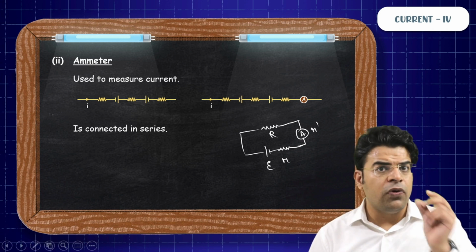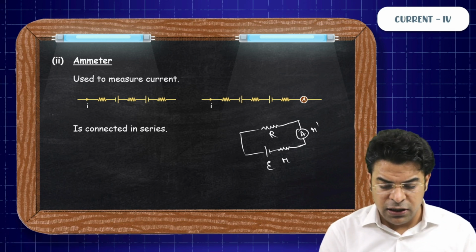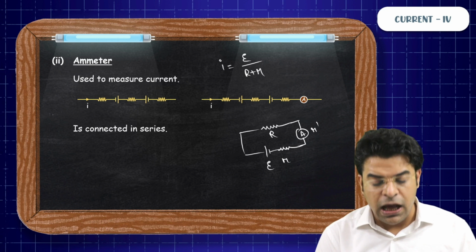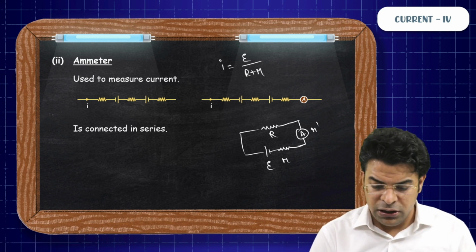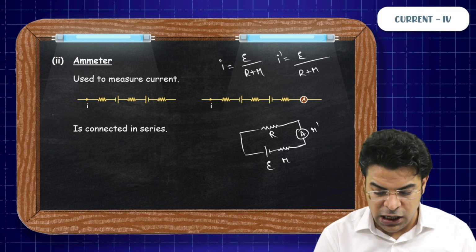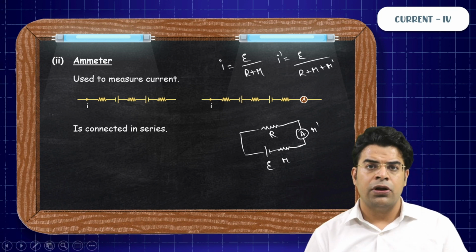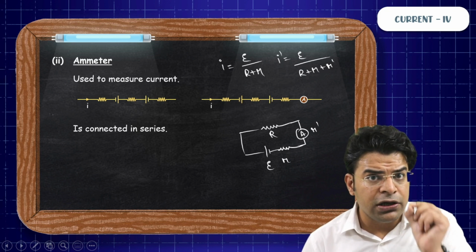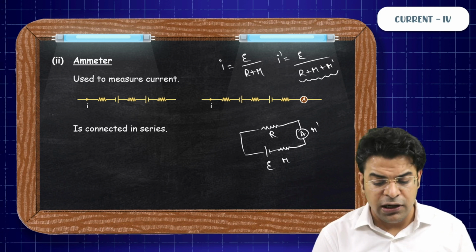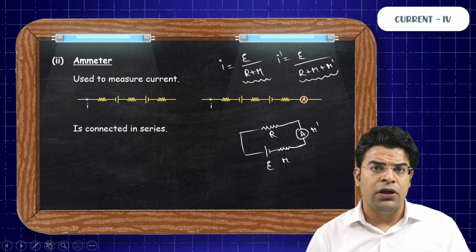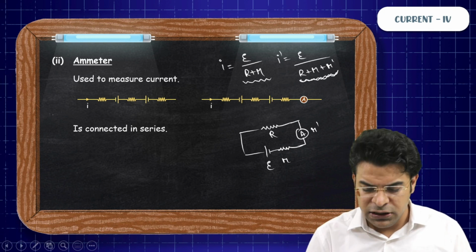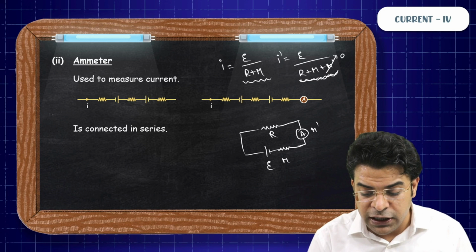So you will say before connecting the ammeter, the current in the circuit would have been E upon R plus r. And after connecting the ammeter, the reading, let's say I dash, will be equal to E upon R plus r plus R dash. If you want the ammeter to give accurate reading, this quantity should be nearly equal to E upon R plus r. And if you want this reading to be nearly same as E upon R plus r, then this quantity R dash should tend to 0.